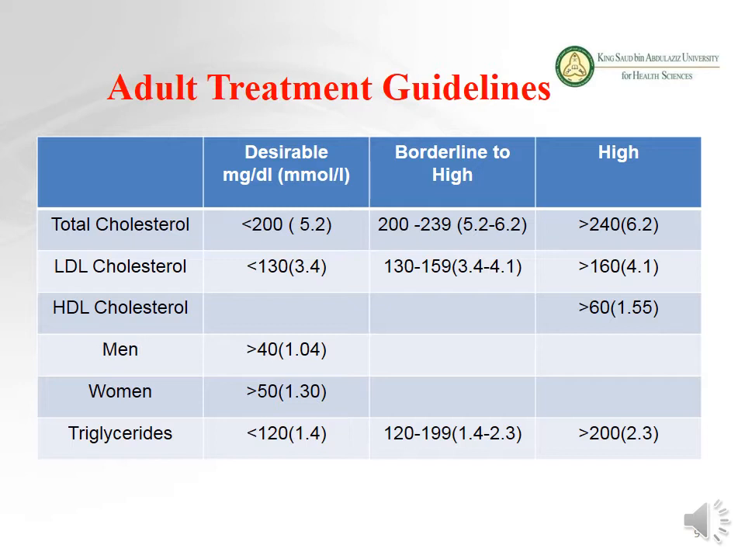Guidelines for the adult treatment. These are the different values: desirable or borderline to high, and high. These are the desirable values for hyperlipidemia: the total cholesterol should be less than 200 millimole per liter in the blood. Low density lipoprotein cholesterol should be less than 130. The HDL should be more than 40 for men and more than 50 for females, while triglycerides should be less than 120.